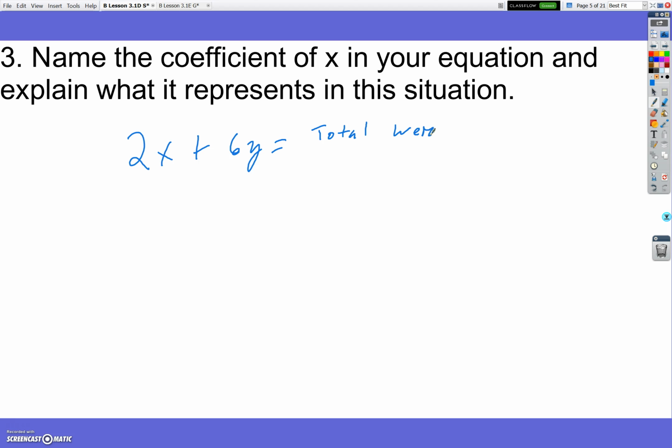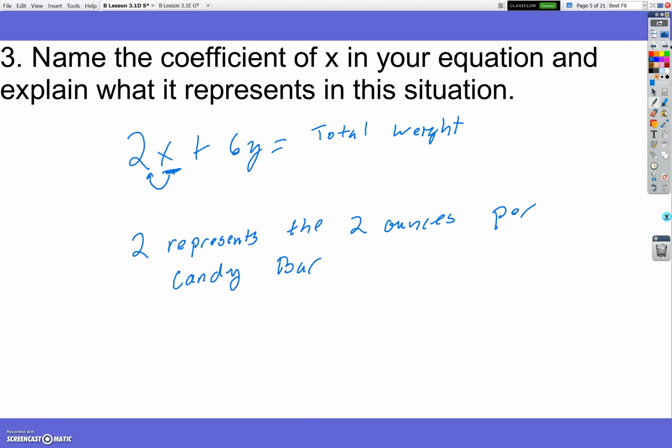Now it says, what does your x represent? What is the coefficient of x, which is this 2? What does this 2 represent in the context of this problem? The 2 represents the 2 ounces per candy bar.